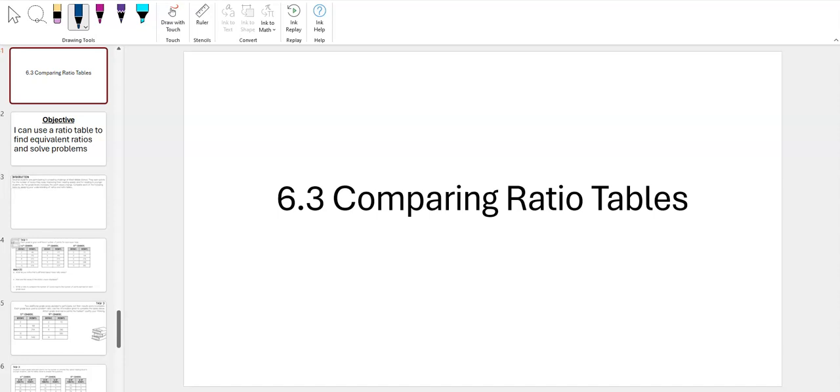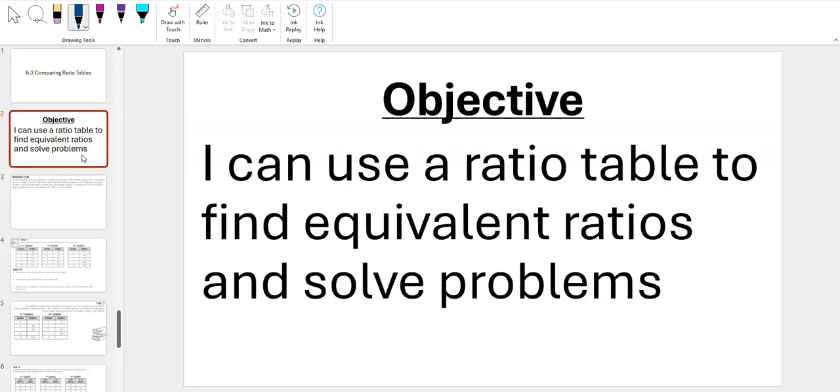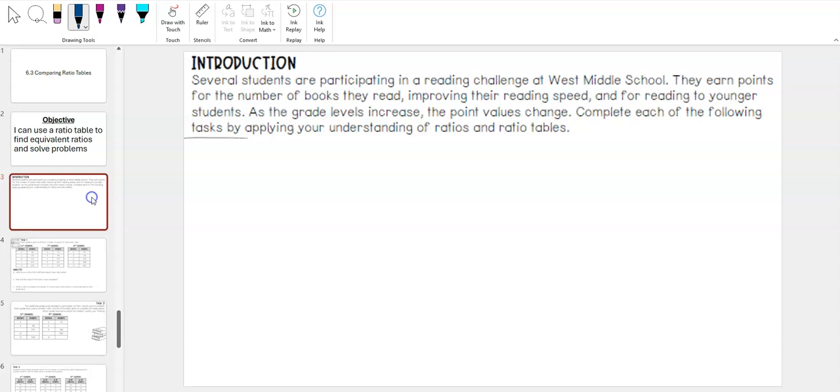Hello and welcome to 6.3 Comparing Ratio Tables, which is part 2 of our 6.3 lessons. In our last lesson, we learned all about ratio tables and using them to solve problems, but today we're going to use them even more. We're going to find equivalent ratios and solve lots of problems by comparing ratio tables.